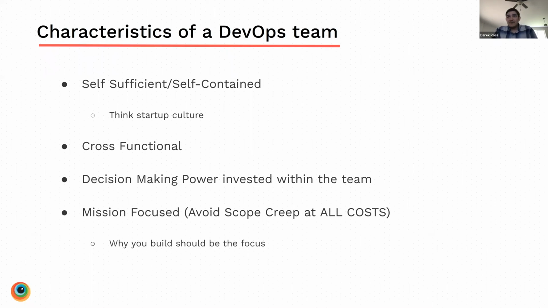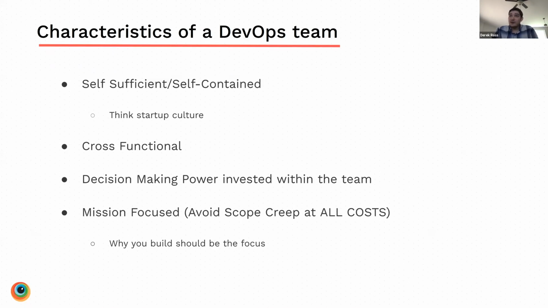Decision-making power needs to be invested within the team. So when a team has to constantly go outside the team for infrastructure, for permission, for budget, for anything that they need to accomplish their goals and to deliver software, that's going to slow them down and it's going to create bottlenecks. So we need to invest as much as we can into a team so they can have decision-making power. That team needs to be mission-focused.